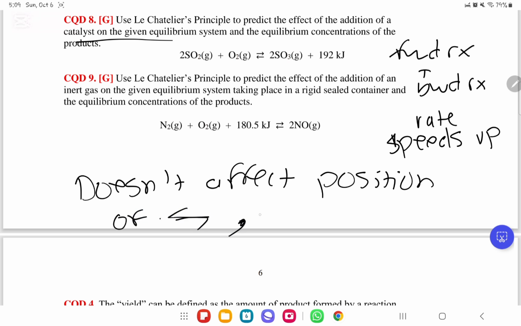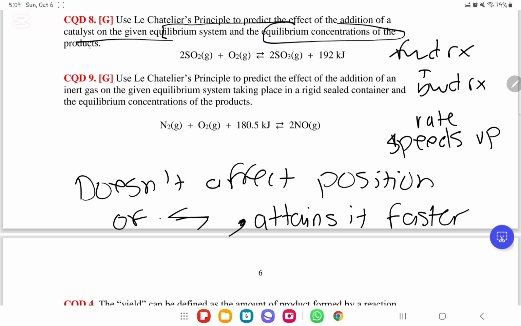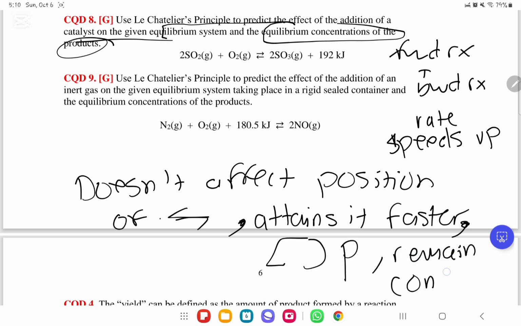However, it attains it faster. So they're asking what happens to the equilibrium concentrations of the products. Then the concentration of our products remains constant because there was no change.